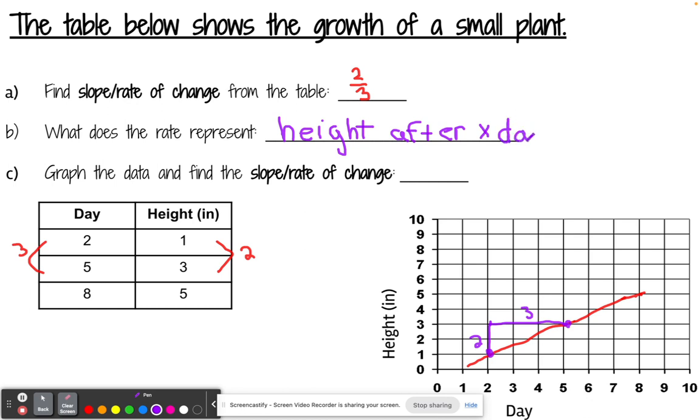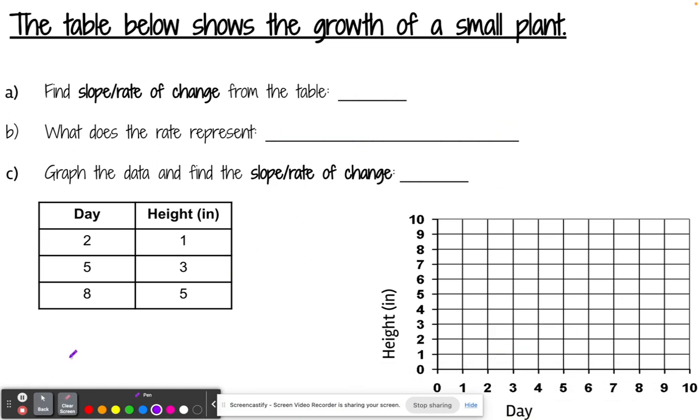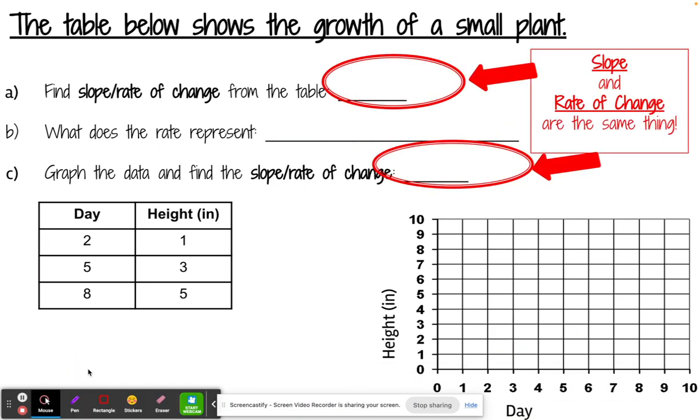So my change shows that it grows 2 inches every 3 days. That's what that slope means. 2 inches, this is inches, and this is days. 2 inches every 3 days. And I've already done the graph. Let's look at my next example.